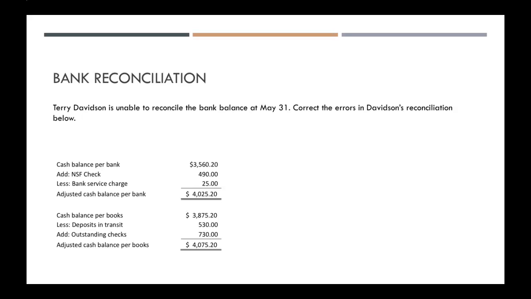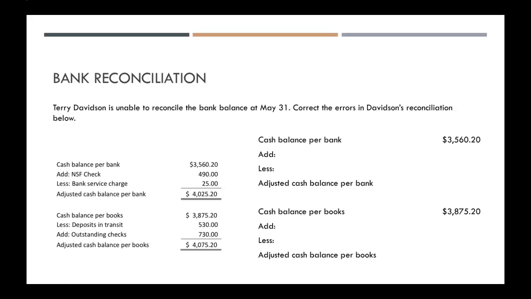The problem is that Terry put things in the wrong spots. So we're going to start off with just this framework. And we can see that when we do a bank reconciliation, we start off with our per bank, and then we list out our per books. Starting with per bank, we will begin with the cash balance per bank. That's what is on our bank statement when we receive that.